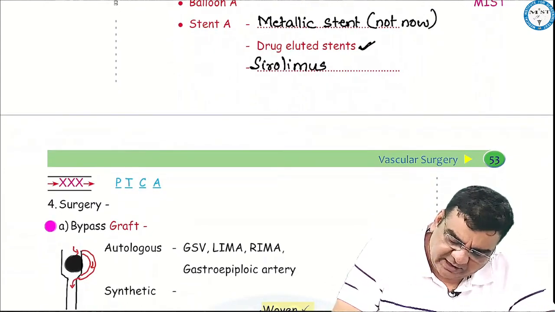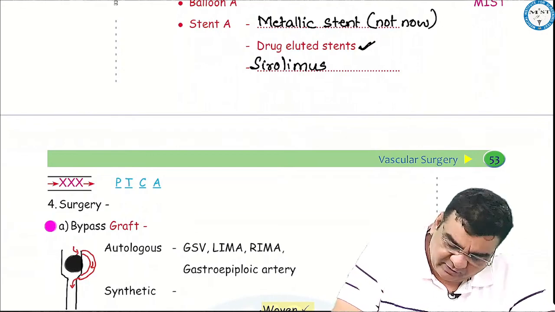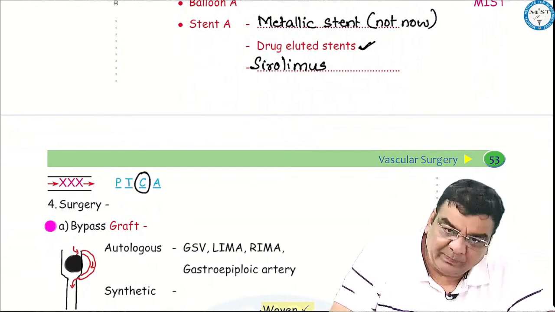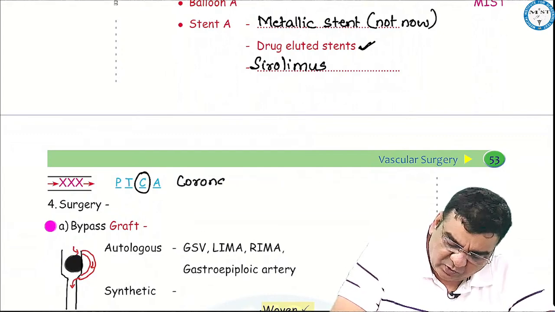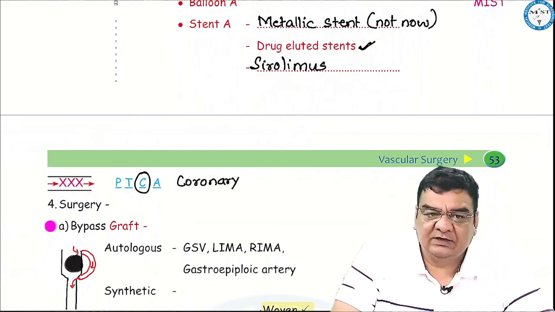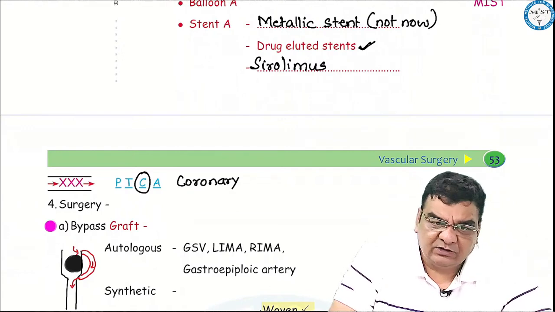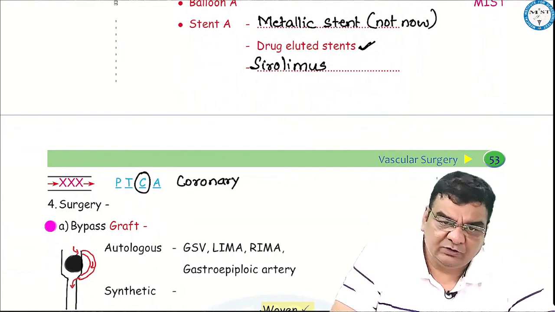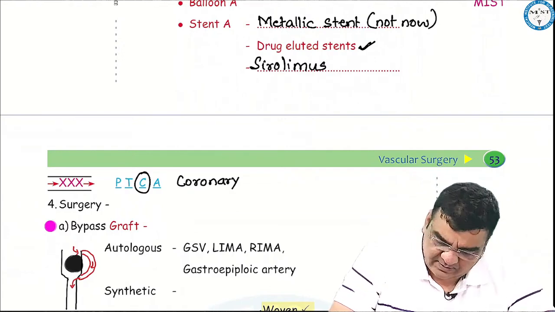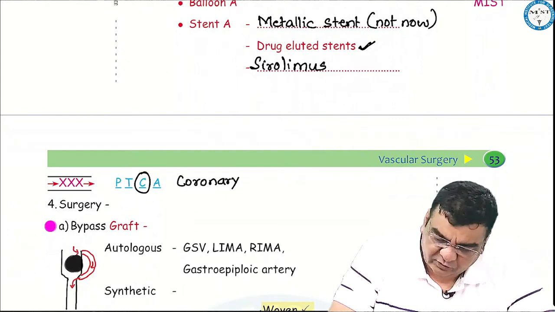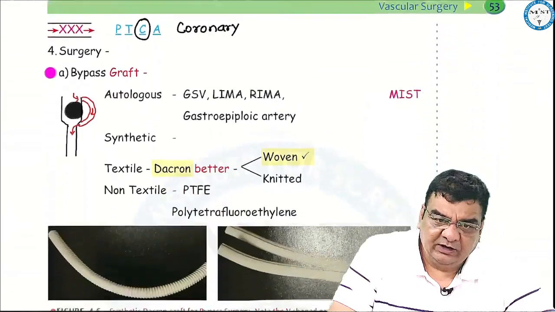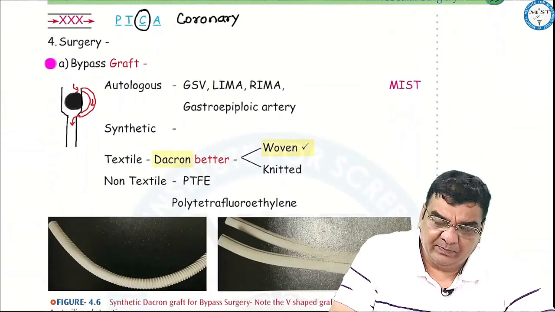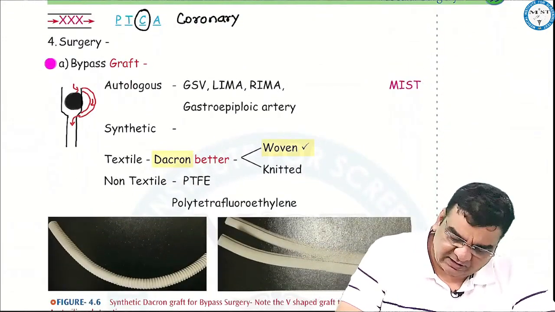When we are doing this angioplasty for coronary artery, we use the term PTCA. This is percutaneous transluminal coronary angioplasty. And the fourth option which we have is surgery. In surgery, we can do bypass surgery, that is a bypass graft.